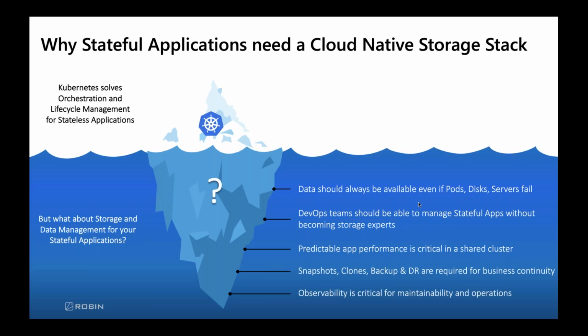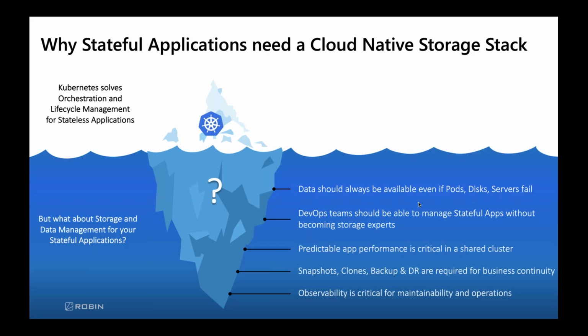Now the third point is about app performance. You want predictable app performance for your applications. So say your Cassandra is running in your data center. On day 1, it is getting say X transactions per second.